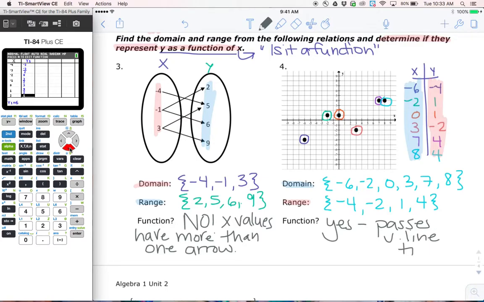There is no point on my graph that would fail the test, right? 1, 1, 1, 1, 1, 1, right? All my lines only hit my graph one time. Passes the vertical line test. All right, last two problems here.